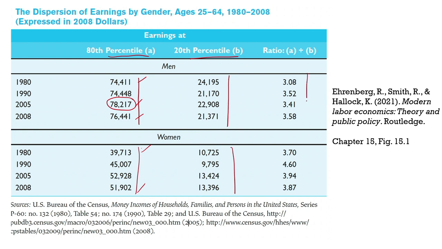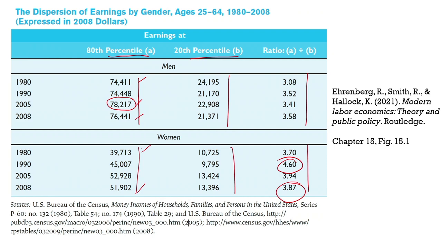Now, this third column shows the ratio of earnings at the 80th to the 20th percentile for both men and women. In the case of men, the earnings ratio increased from 3.08 to 3.58 in 2008, which basically shows that there is growing disparity in earnings between the top and bottom percentiles. For women, the ratio peaked in 1990 at 4.6 and decreased slightly by 2008 to 3.87, indicating some fluctuation in earnings disparity over the years.